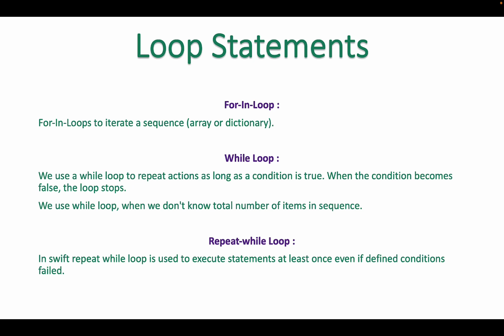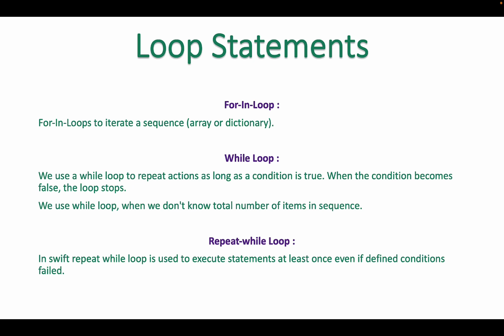But why do we use while, even when we have the for in loop? Because when we don't know how many items there are in the loop, then we go with while. The other one is the repeat while loop. There is a slight difference from the while loop. In a repeat while loop, we execute the statement at least once, before the condition can fail.